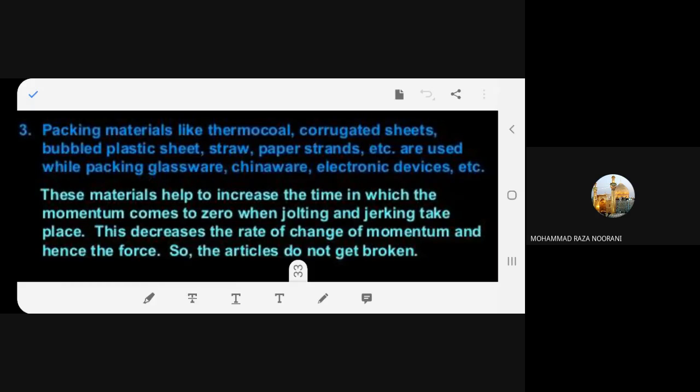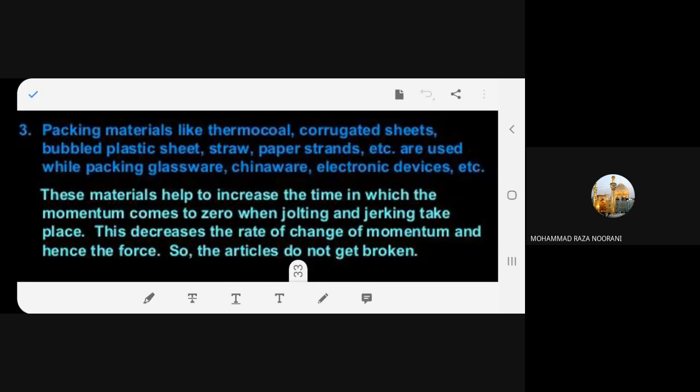So what is happening now here? The momentum due to this packing comes to zero. When it is jolting, moving, shaking, or jerking, the glasswares don't break, because the momentum will come to zero due to the packing material that has been used around it.